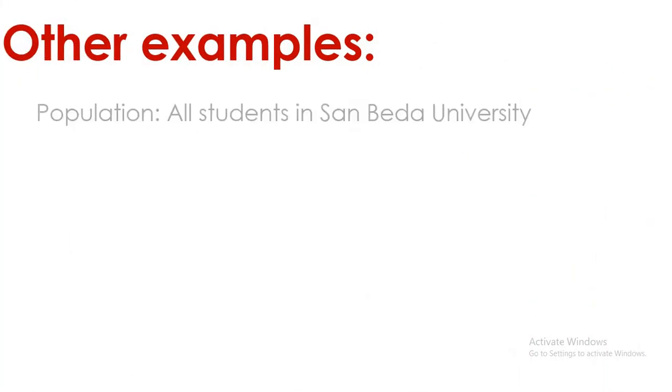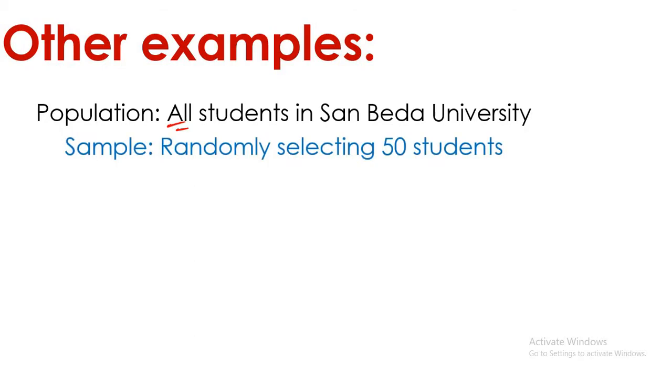Other examples of population or sample: population, all students in San Beda University. We can see here the word all, which pertains to a total. What if we only want a sample? We only take a portion from the population. So say for example, out of the total number of students, you're only going to randomly select 50 students. Now that is the sample.